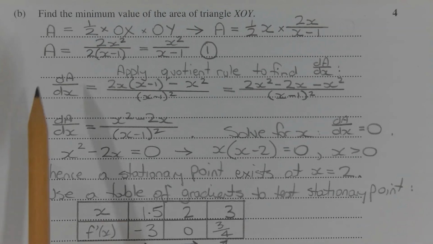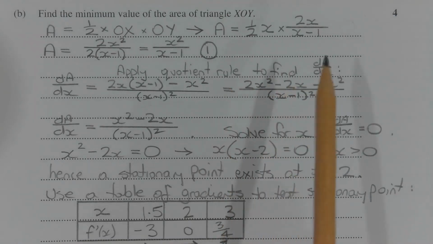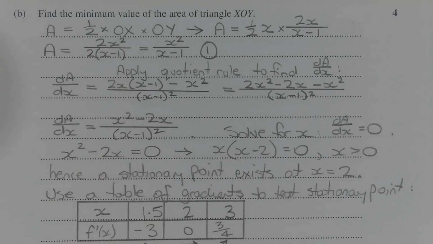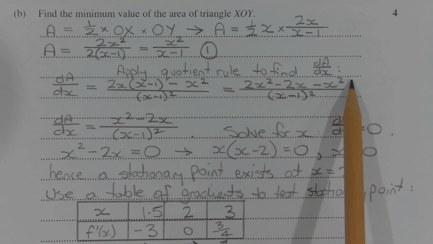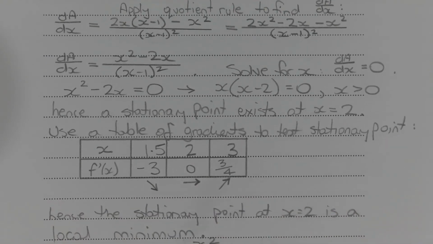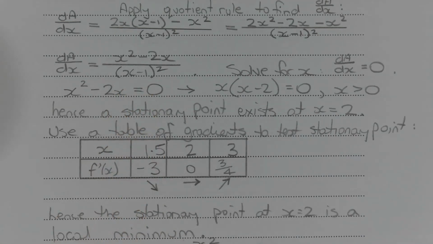And we call this equation number 1. The next step is to differentiate A with respect to x. So we need to find dA/dx by applying the quotient rule, since we have a quotient where the numerator and the denominator are both functions of x. So dA/dx is equal to 2x times x minus 1 minus x squared over x minus 1 all squared. That is u' v minus u v' over v squared, which equals 2x squared minus 2x minus x squared over x minus 1 all squared, which simplifies to x squared minus 2x over x minus 1 all squared.